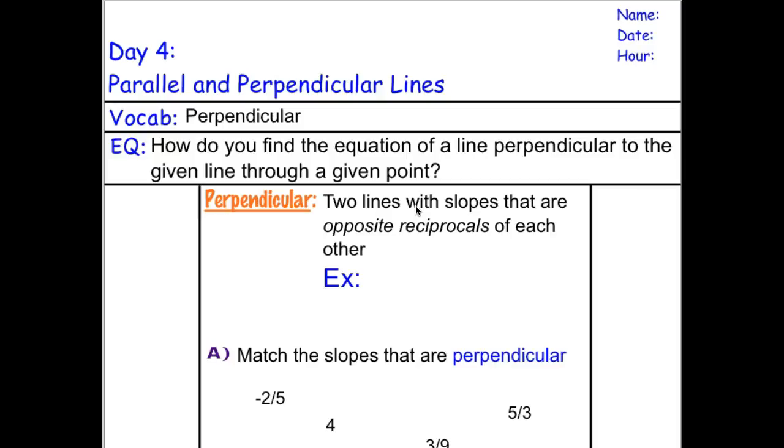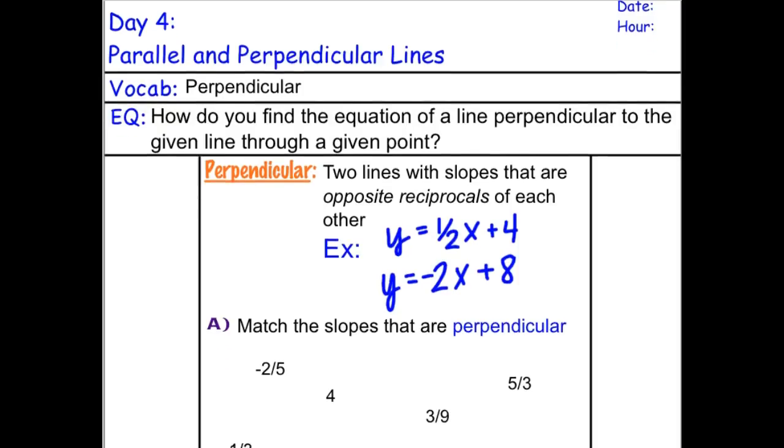So what that means is if we have, for example, y equals 1/2 x plus 4, the opposite reciprocal: reciprocal means you're going to flip it, so it would be 2, but it would change the sign. So it would be y equals -2x, say, plus 8. It really doesn't matter what the y-intercept is, but they will be perpendicular to each other.